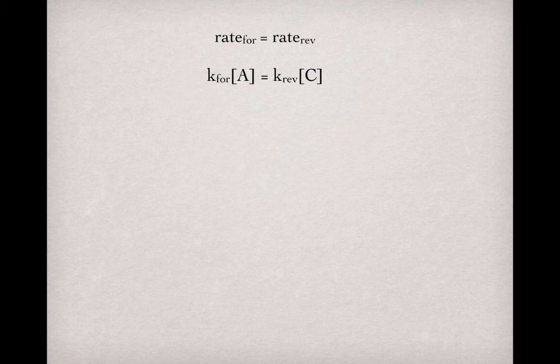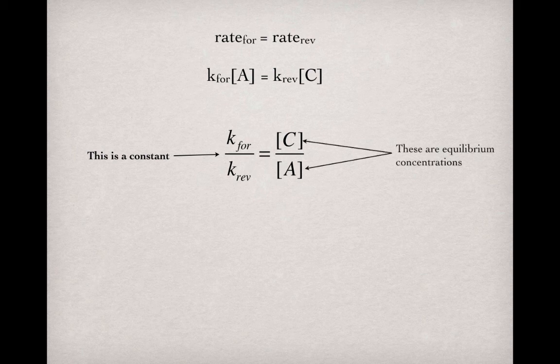Let's rearrange that and put all of our rate constants on one side and our concentrations on the other. So we have k forward over k reverse equal to the concentration of C over the concentration of A. We've got two rate constants there, k forward and k reverse, and one constant divided by another constant gives you yet another constant. So that value is in fact a constant. And those concentrations for C and A are going to be equilibrium concentrations. These are not initial concentrations where the reaction started. These are equilibrium concentrations, where the reaction has finished when it reaches equilibrium.